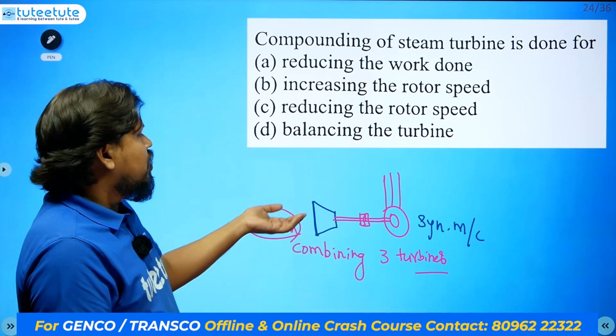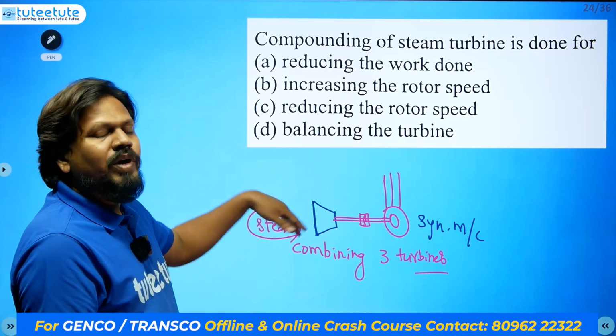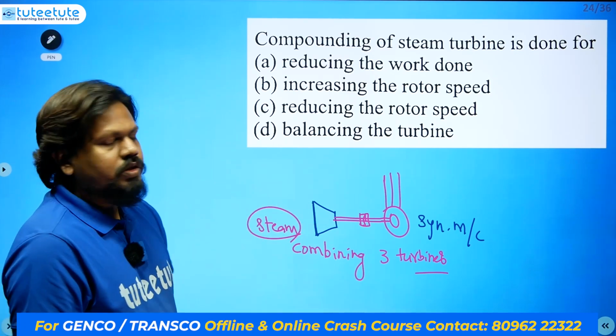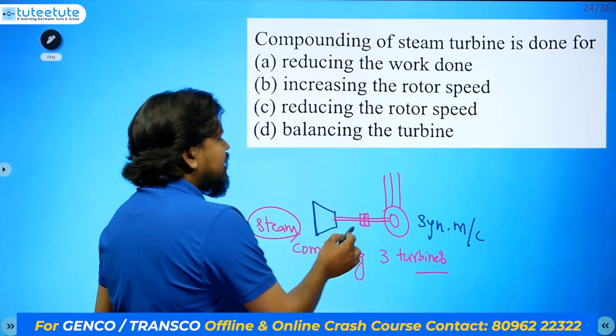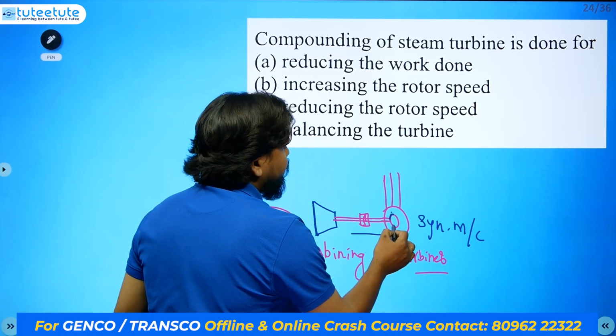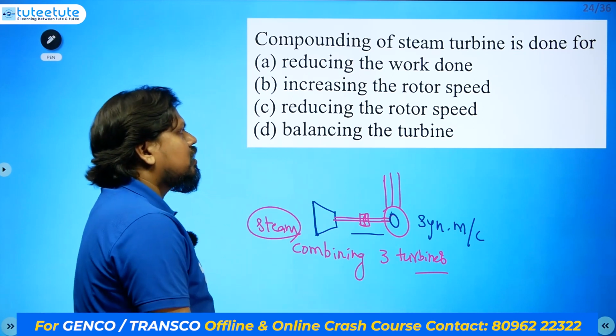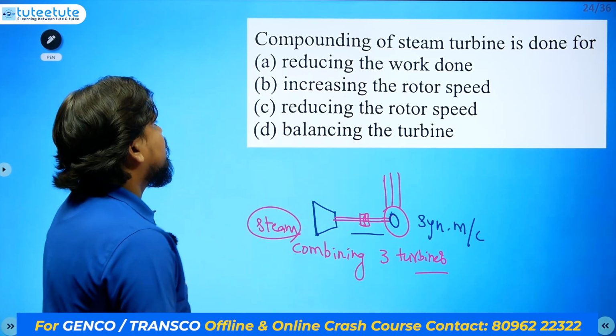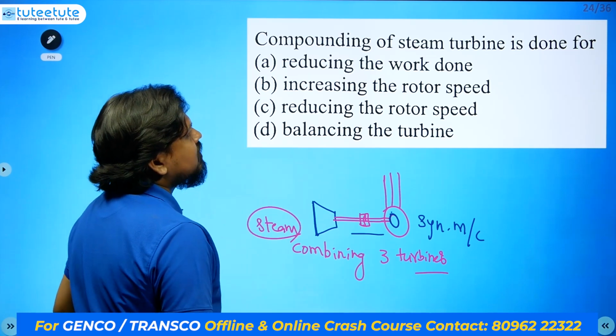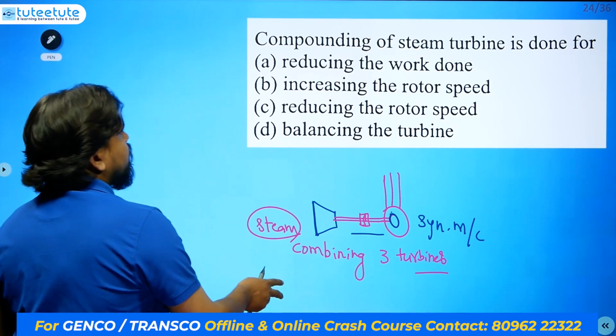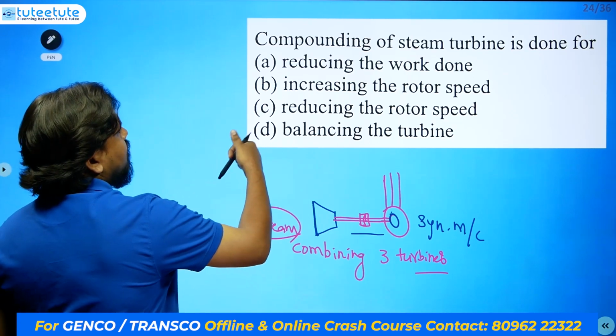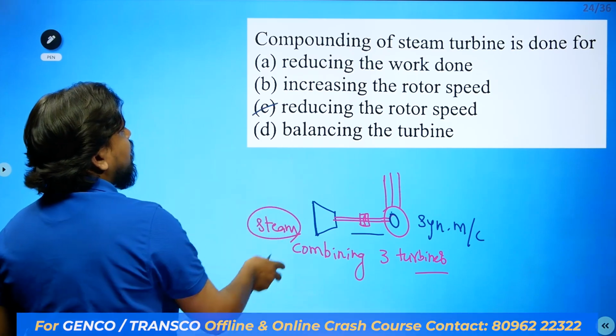Because whenever you use only one, it might go out of reach. So for better rotation and better speed control of this rotor, we do the combining, or compounding, of the steam turbine. That's what we have to use, for reducing the rotor speed. This is the correct one.